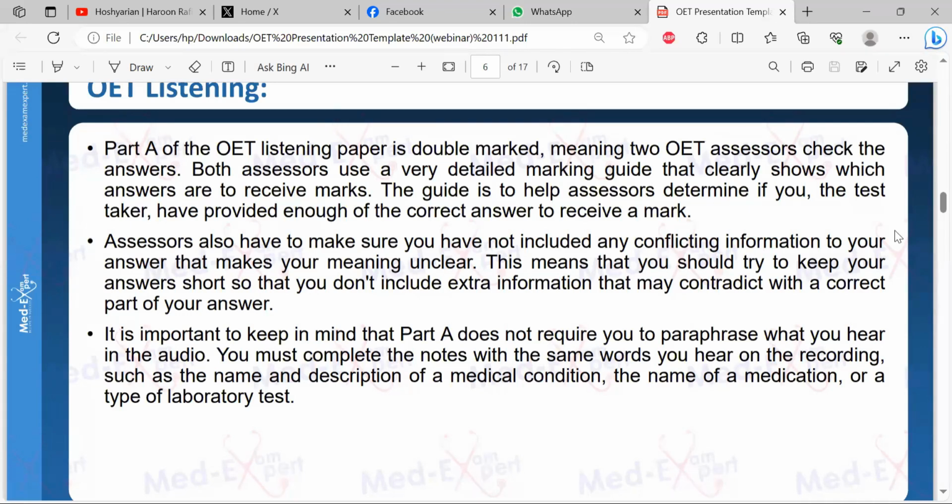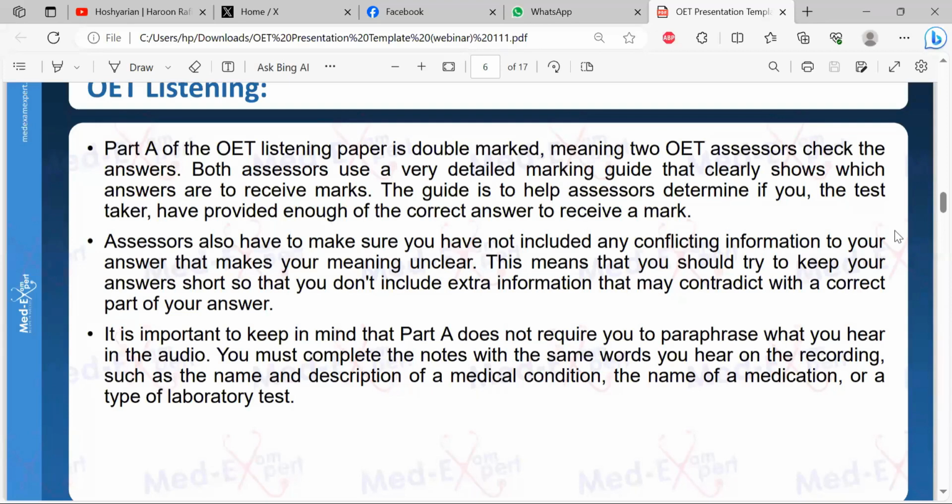And it is important to keep in mind that Part A does not require you to paraphrase what you hear in the audio. You must complete the notes with the same words you hear on the recording, such as the name and the description of the medical condition, the name of the medication, or a type of laboratory test. So I think, in my opinion, Part A is the easiest one.